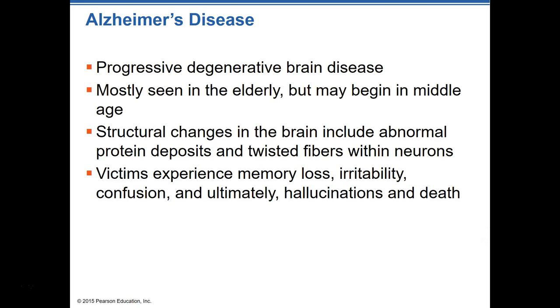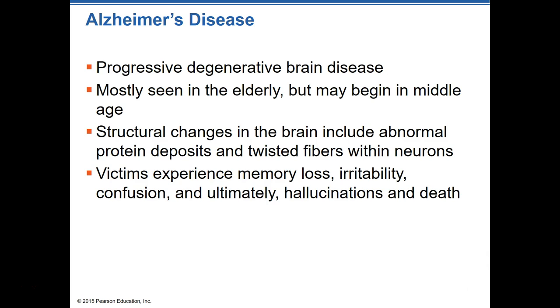There are many, many degenerative diseases involving the brain. One of them that everybody's probably familiar with is Alzheimer's. It's a progressive degenerative brain disease, and it falls in a category of multiple of these degenerative brain diseases. Dementia usually is what it is, often falls under that one umbrella. Alzheimer's is mostly seen in the elderly, but it can begin in middle age. Oftentimes it does.